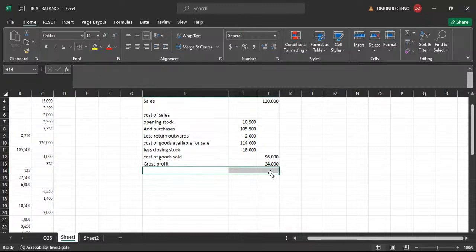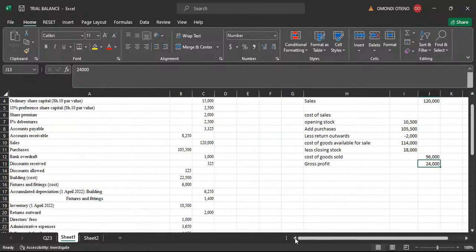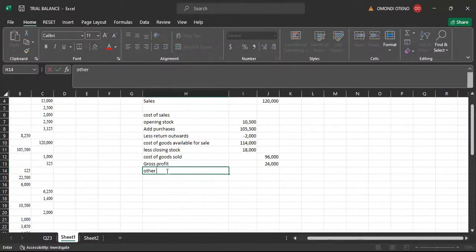So once that is done, the gross profit margin will not be useful to us. We are only going to stop at that gross profit. So we now proceed. After gross profit, do we have any other income? Other income, we have discounts. Discount received.